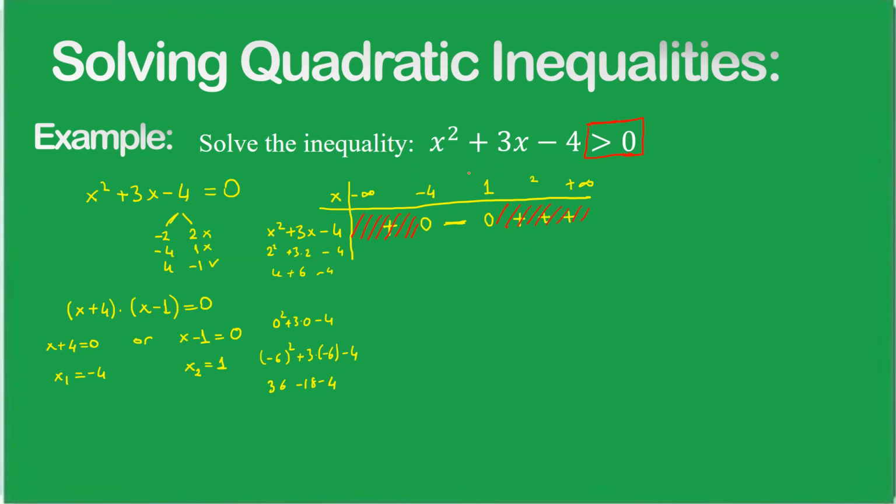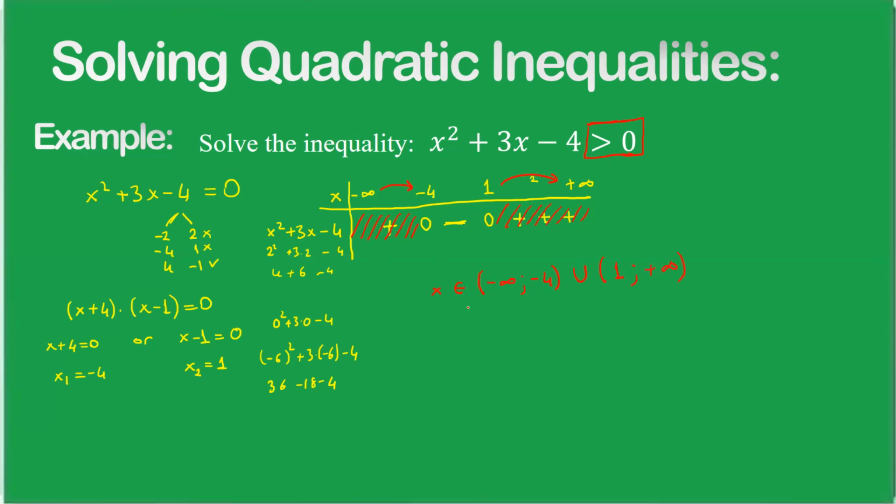0 is not greater than 0, so the zeros are not part of our solution set. Okay, now how can we represent this case and this case? Let's write here: x is an element of the interval from minus infinity to minus 4, union from 1 to plus infinity. This is our solution set.